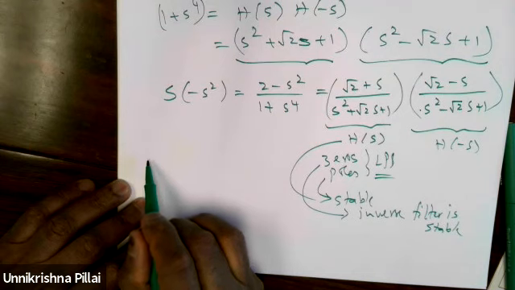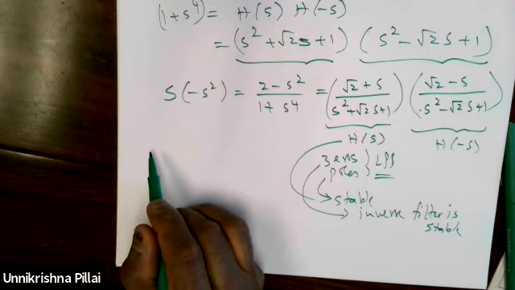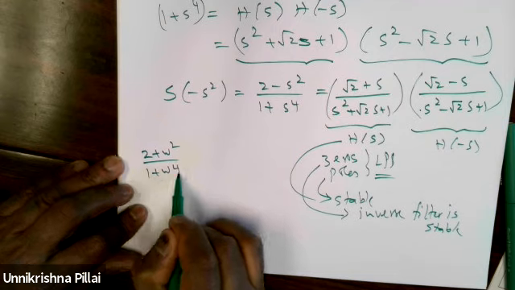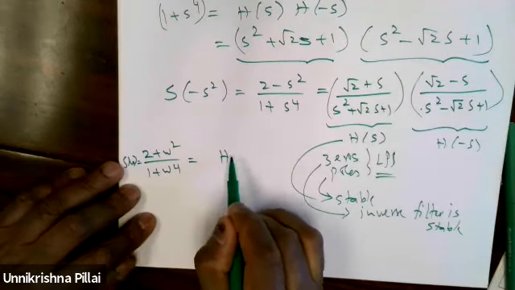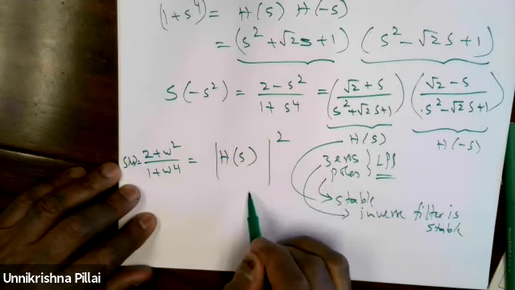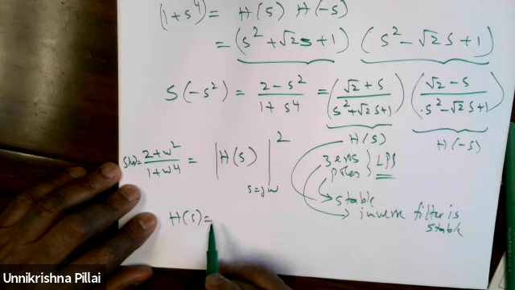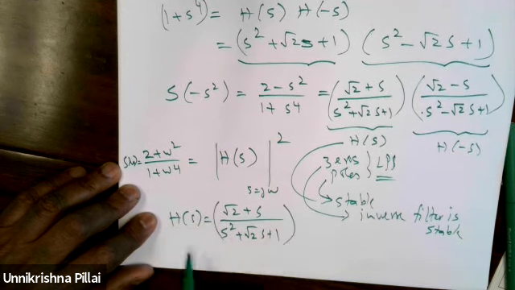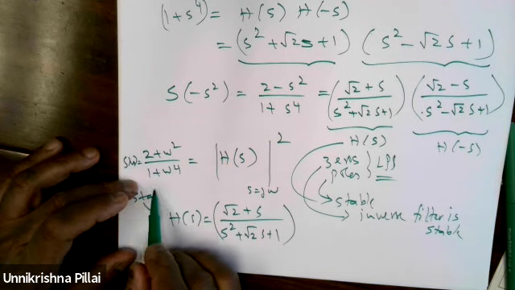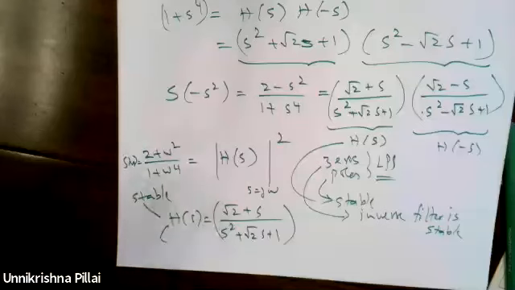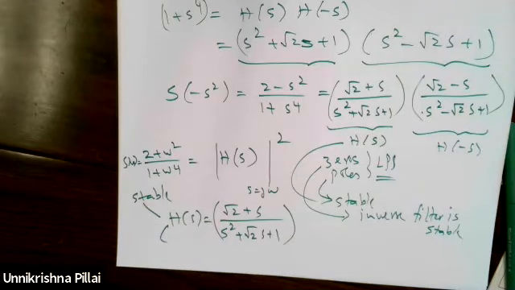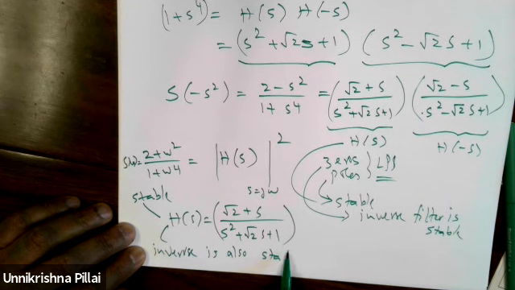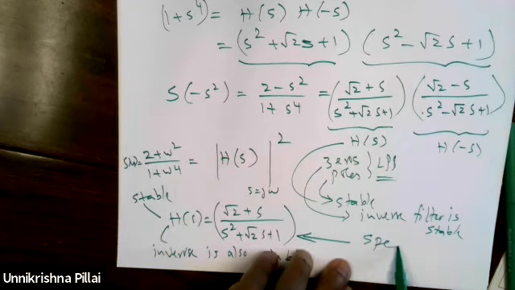Look here, so H of S, what was the original thing? The original example was, I just made it up, 2 plus omega squared over 1 plus omega to the fourth. This spectrum is actually the square of this transfer function with S equal to j omega, where H of S is square root of 2 plus S over S squared plus square root of 2 S plus 1. This filter is stable. If you flip it, you can see the pole is at minus square root of 2. That's also stable. Inverse is stable. This is called a spectral factor.